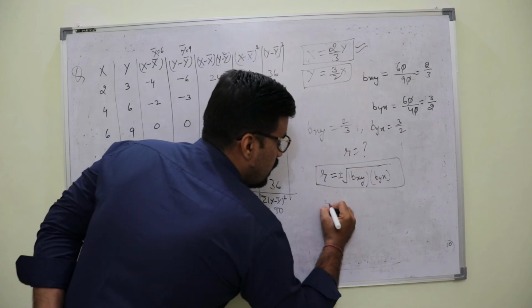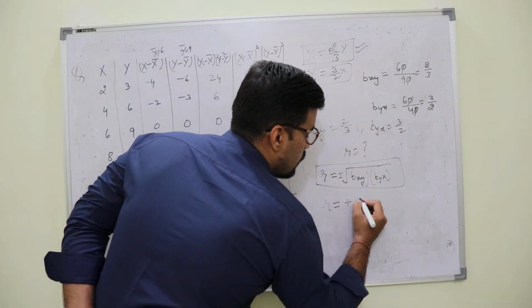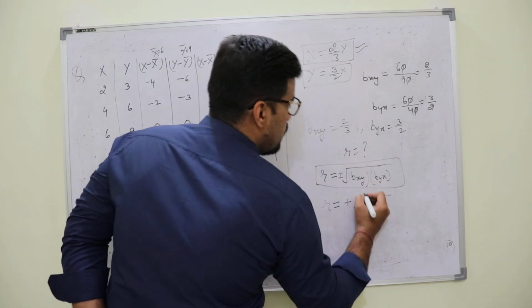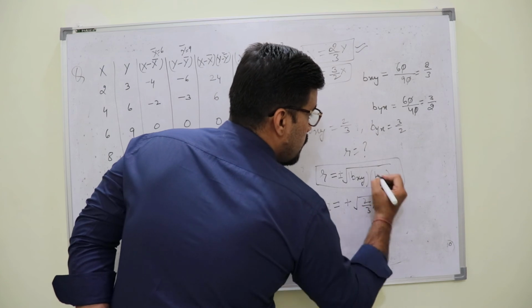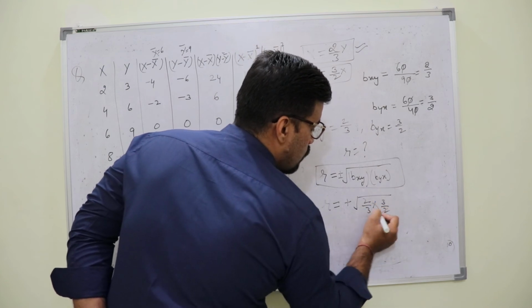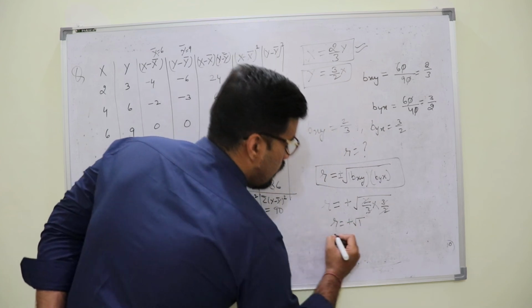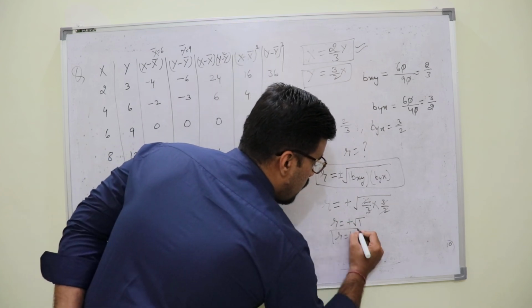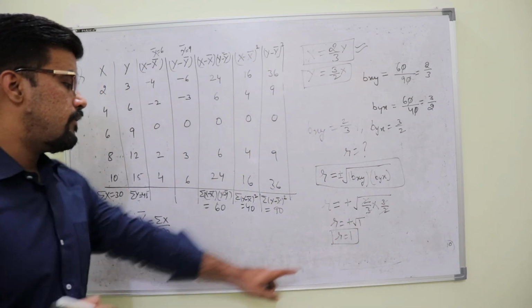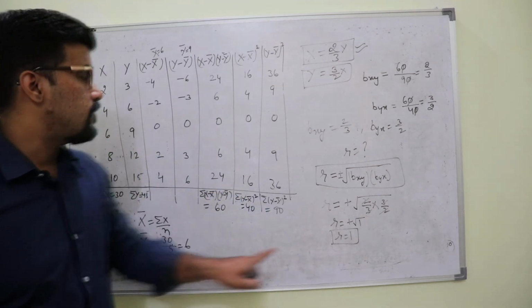तो यहाँ दोनों पॉजिटिव है. So इस क्वेश्चन के लिए r is equal to positive root, bxy is 2 upon 3, byx is 3 upon 2. If we solve it, we'll get r is equal to positive root 1. So r is equal to 1. अगर आप पिछले वीडियोस में देखें तो r की वैल्यू पॉजिटिव 1 ही आई थी इस क्वेश्चन के लिए.